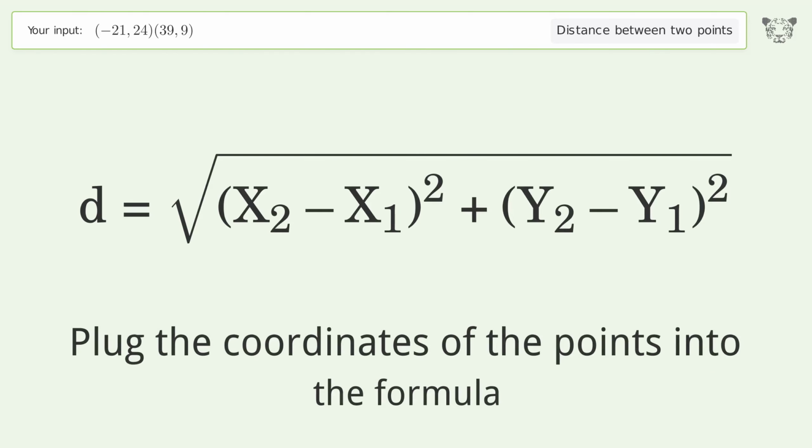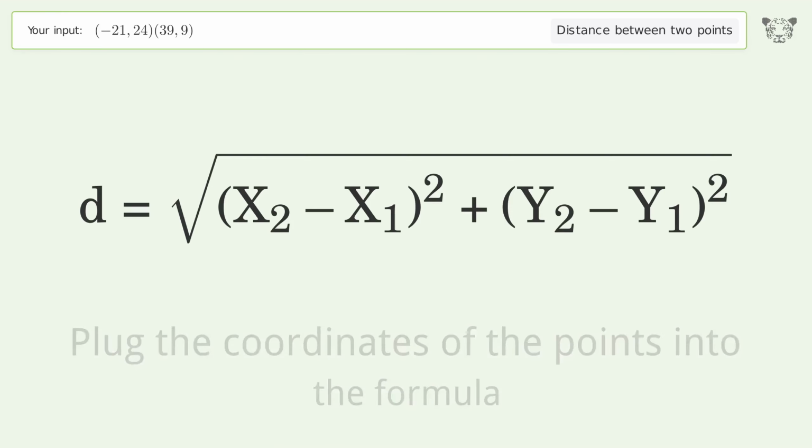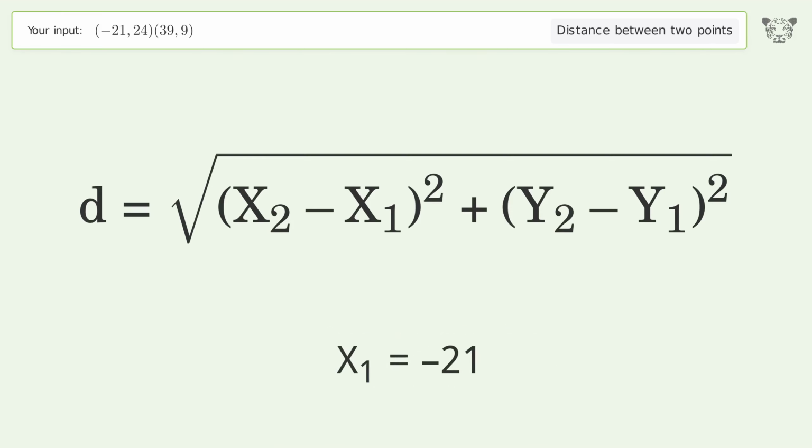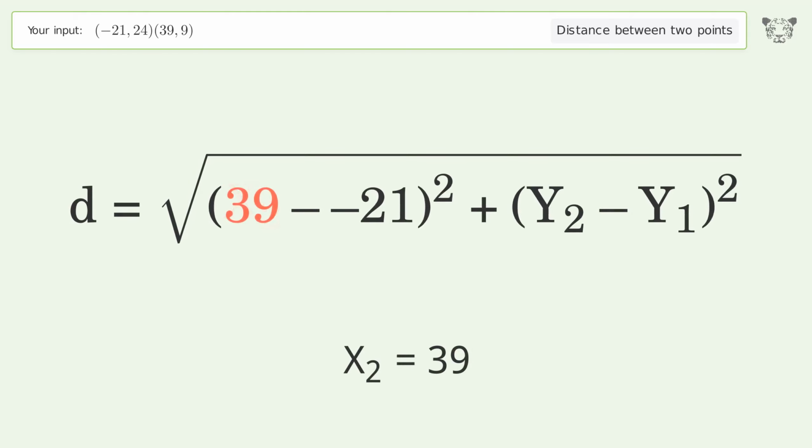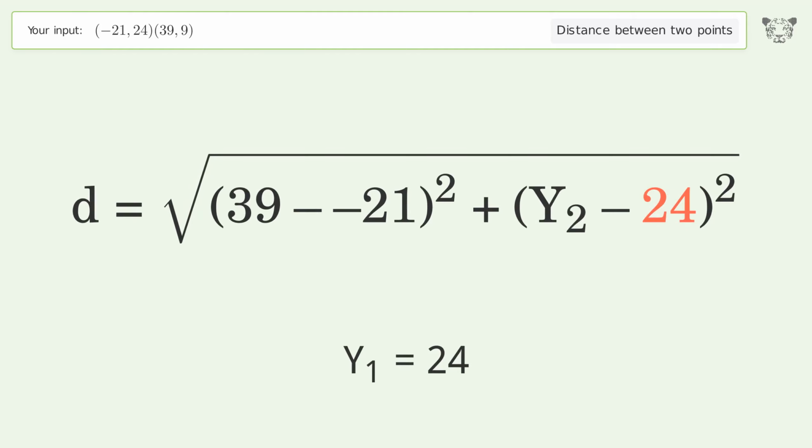Plug the coordinates of the points into the formula. x1 equals -21. x2 equals 39. y1 equals 24. y2 equals 9.